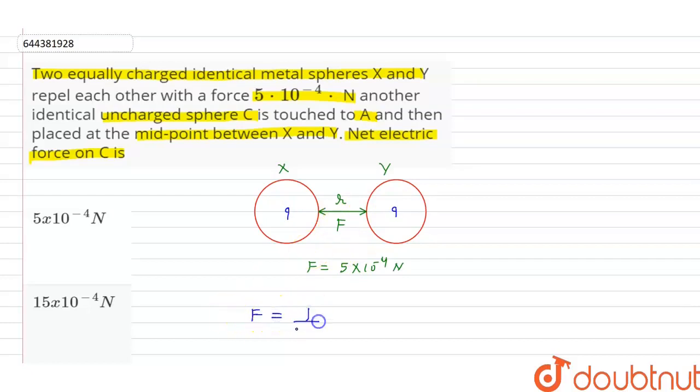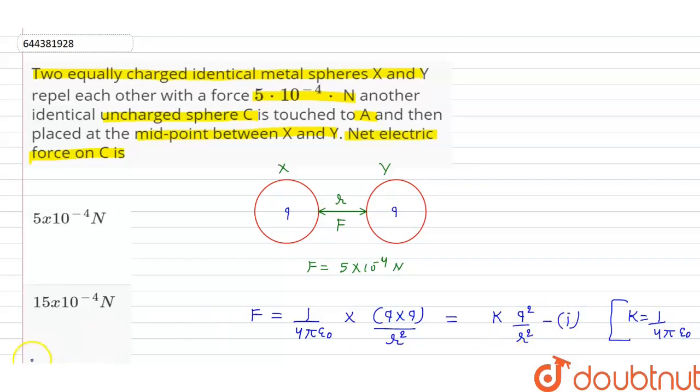F equal to 1 divided by 4 pi epsilon naught into q into q divided by r square, where q is the charge, r is the distance between both spheres, and epsilon naught is the permittivity of free space. We can write this as k into q square divided by r square, where k is 1 divided by 4 pi epsilon naught. Taking this equation as first equation.